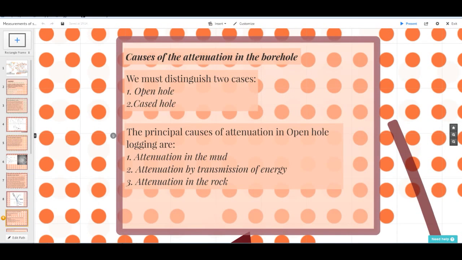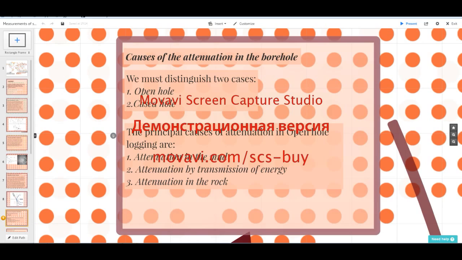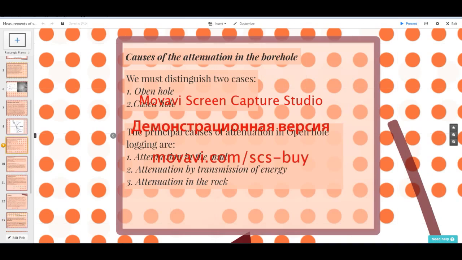Causes of the attenuation in the borehole. We must distinguish two cases. First one is open hole and second one is cased hole. The principal causes of attenuation in open hole logging are: first, attenuation in the mud; second, attenuation by transmission of energy; and third, attenuation in the rock.